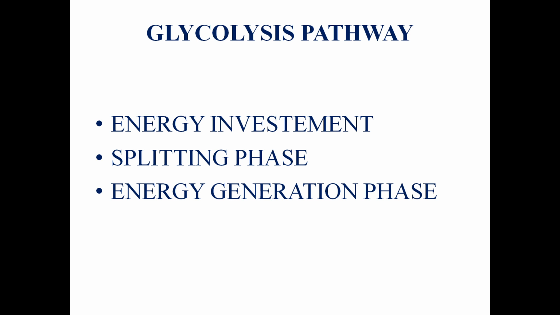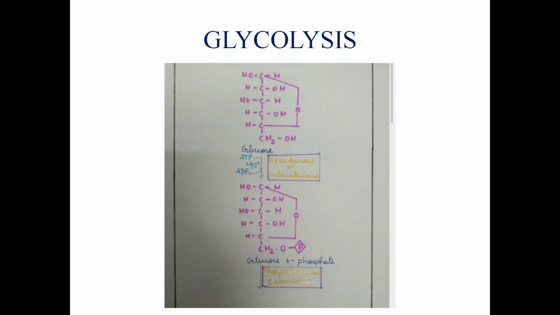The reactions of glycolysis are divided into three distinct phases: energy investment phase, splitting phase and energy generation phase. Now first we discuss the energy investment phase. This is the glucose. The glucose is phosphorylated to glucose 6-phosphate by hexokinase or glucokinase. This is an irreversible reaction dependent on ATP and magnesium.